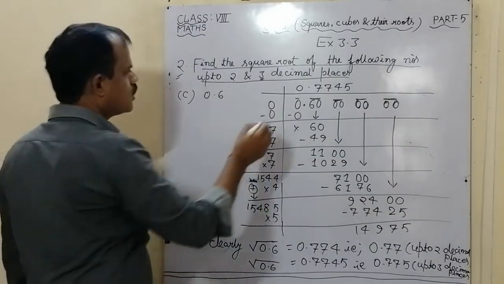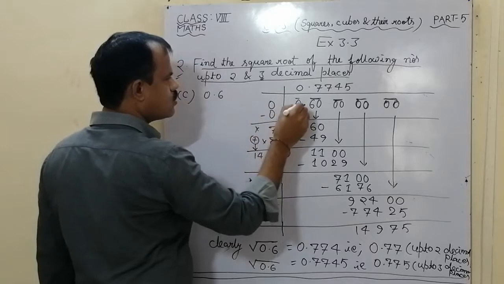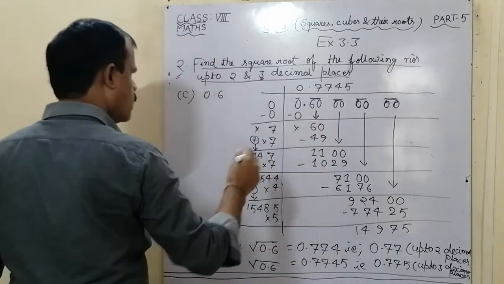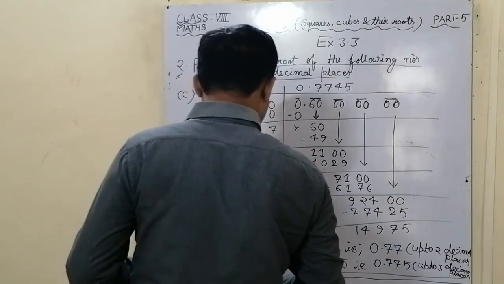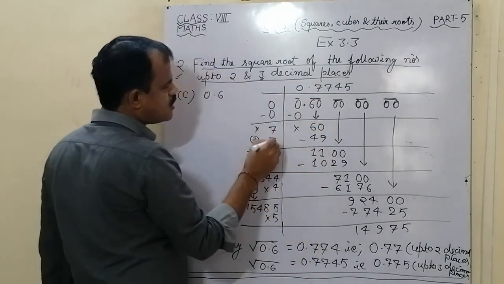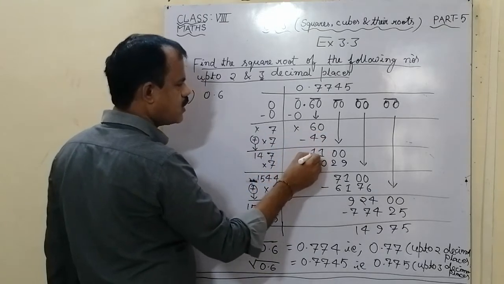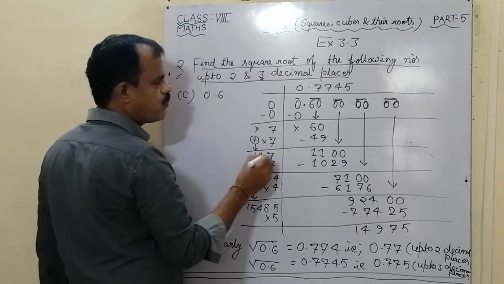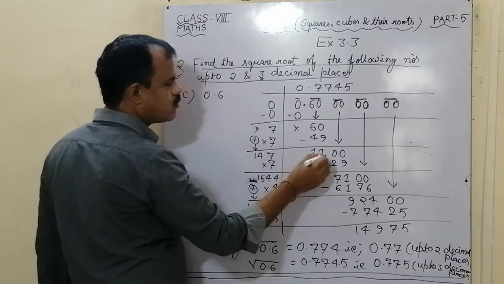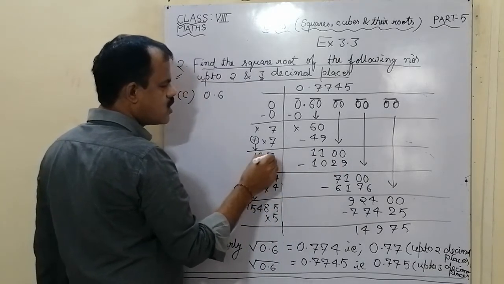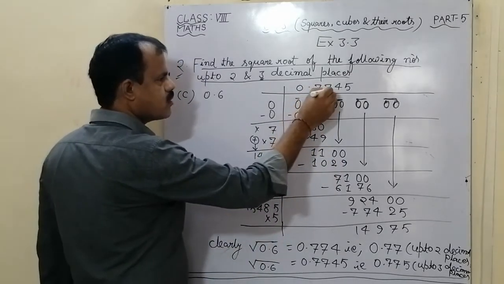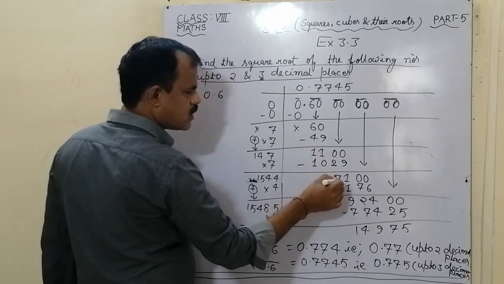Now look here. Here 0 is there, so 0 into 0 is 0, point. Now we write 60 here. Bring down 60. Now 7 times 7 is 49. 60 minus 49 is 11. Now 7 plus 7 is 14. And here we bring down this 00, so it becomes 1100. Now 147 multiplied by 7 becomes 1029. We write 7 here. When we subtract, it becomes 71.